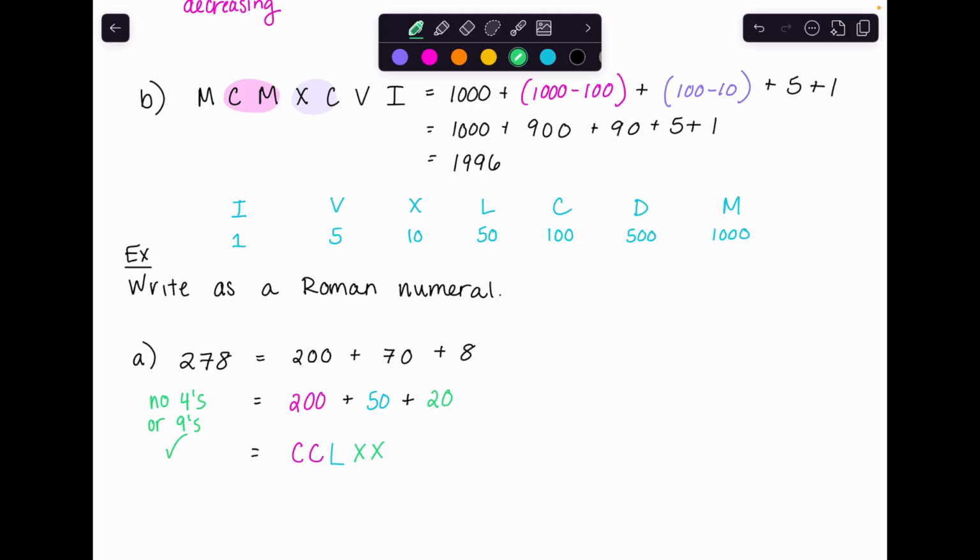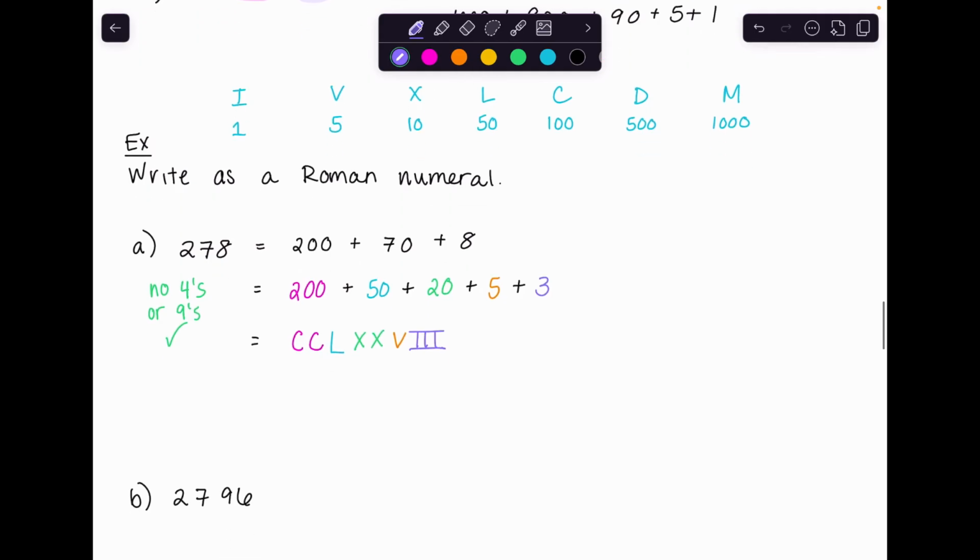Okay. And then likewise, I can do the same thing with the 8. I don't want to write 8 I's. Instead, I'm going to take away 5, and then I'm left with 3. So really, we're going to have a 5 and a 3. The 5 is represented by a V, and the 3 is 3 I's. So you can condense it just as a single value. Okay.